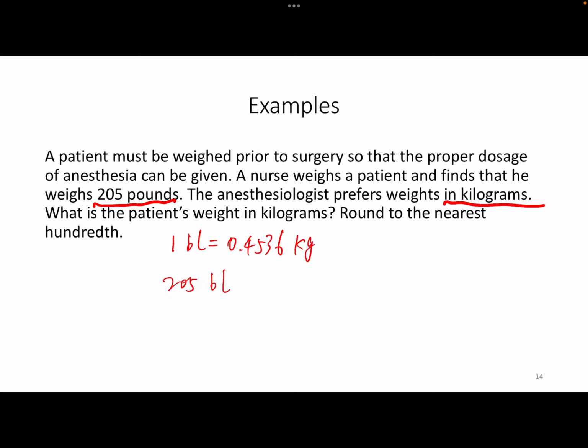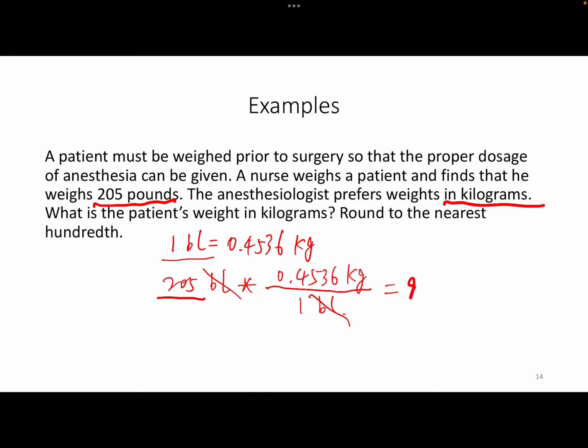So 205 pounds multiplied by the conversion factor. What should be in the denominator? Can you tell? The pounds is the undesired unit, right? So this needs to be in the denominator. 0.4536 kilograms should be in the numerator. And then multiply these two up. Pounds cancel out. So we basically just multiply 205 by 0.4536 kilogram.